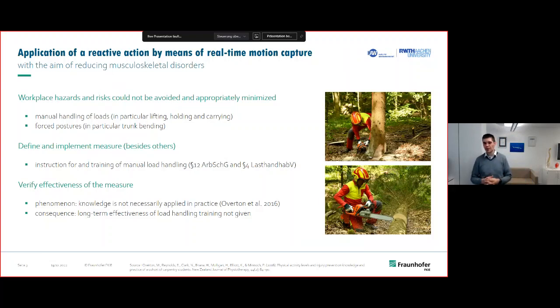Because we have a phenomenon called inert knowledge. Thinking of the experiment on the first slide, if I ask you which posture or which lifting technique is better or good, I think you all know which to choose. If I ask you in this experiment, and we are all at an ergonomics conference, maybe you will choose the right one. But if you are somewhere working and no one is biasing you or nudging you toward ergonomics, then usually the knowledge you have is not applied in practice. And this is why the long-term effectiveness of load handling training is usually not given. The person will train, and after some weeks, the effect is gone.